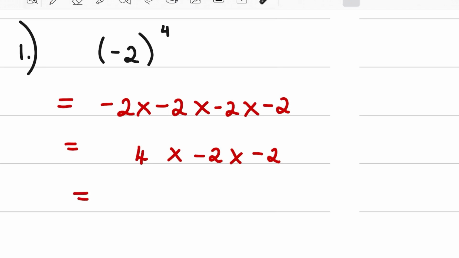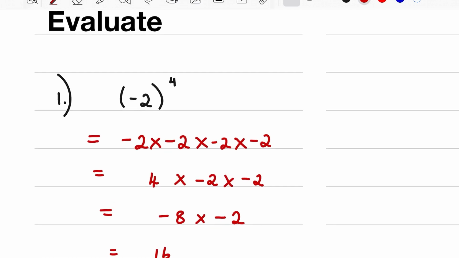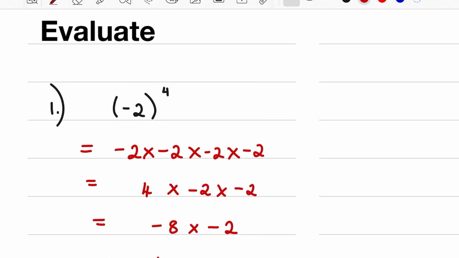So now we do 4 times minus 2, which is minus 8. Positive number times a negative number is going to be negative. And bring down our final multiplied by minus 2. Minus 8 times minus 2 now, two negative numbers multiplied by each other, it's going to give me positive 16. And so that's how we get a positive answer for minus 2 raised to an even power. So that's our first example.